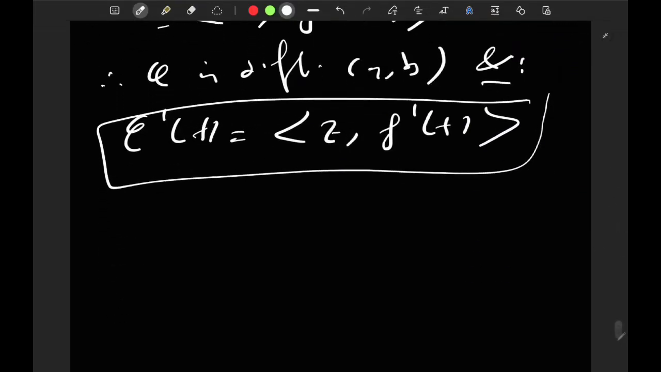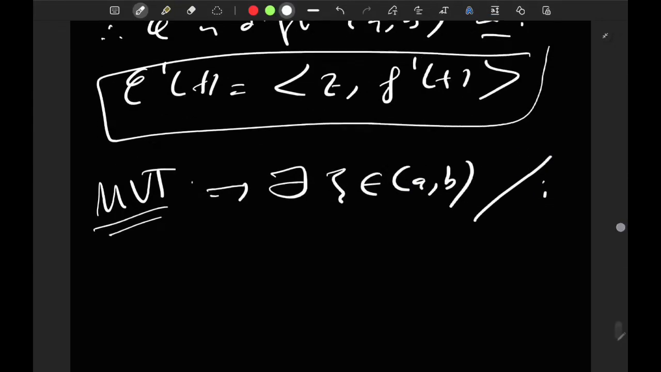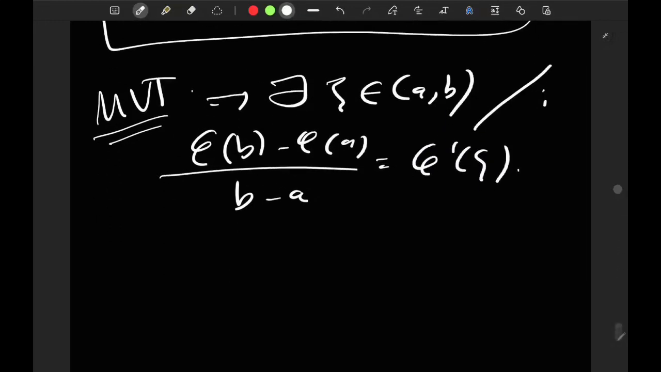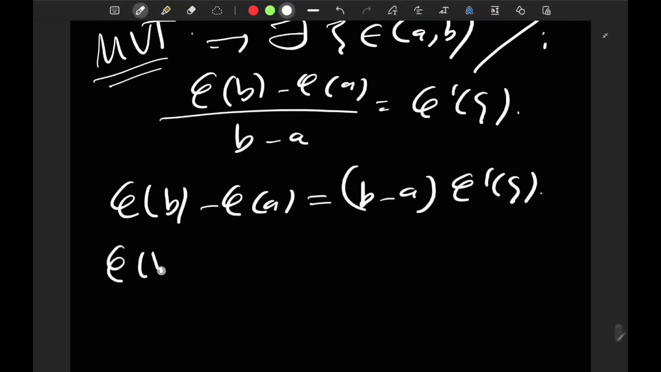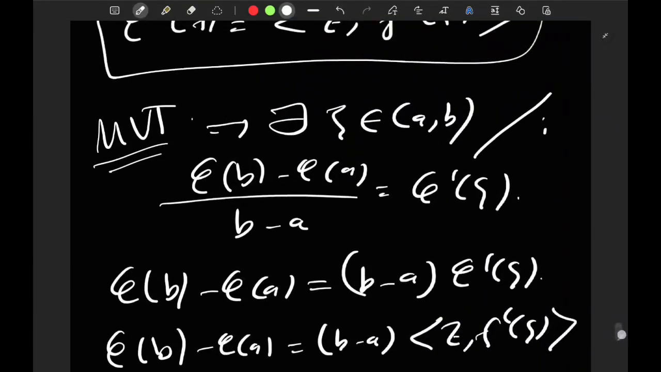So by the mean value theorem, there exists some psi between a and b such that phi of b minus phi of a, divided by b minus a, equals phi prime of psi. In other words, phi of b minus phi of a equals b minus a times phi prime of psi. Or if you want, phi of b minus phi of a is equal to b minus a times z dot f prime of psi. But we just proved this above.